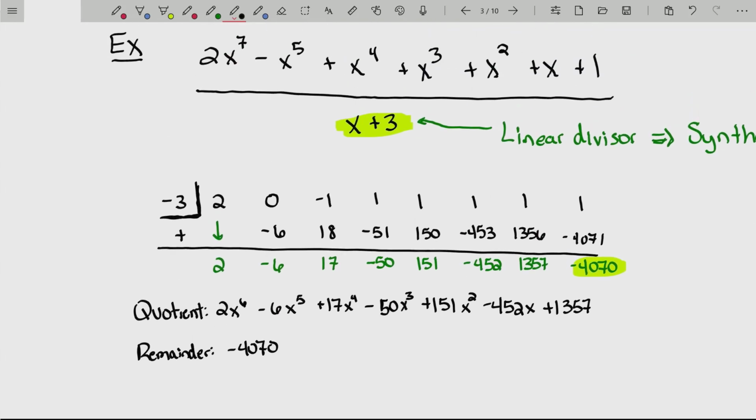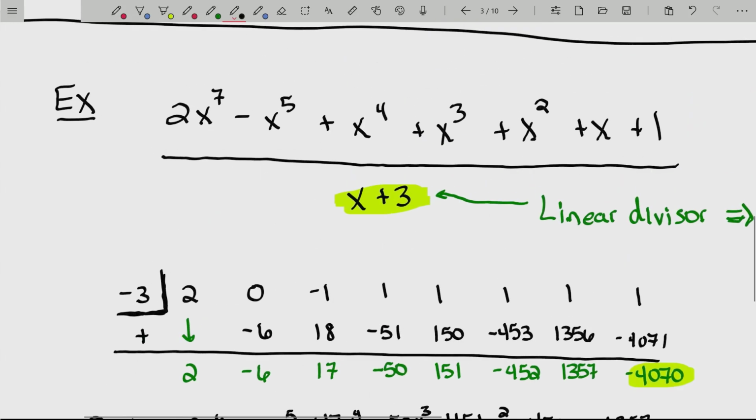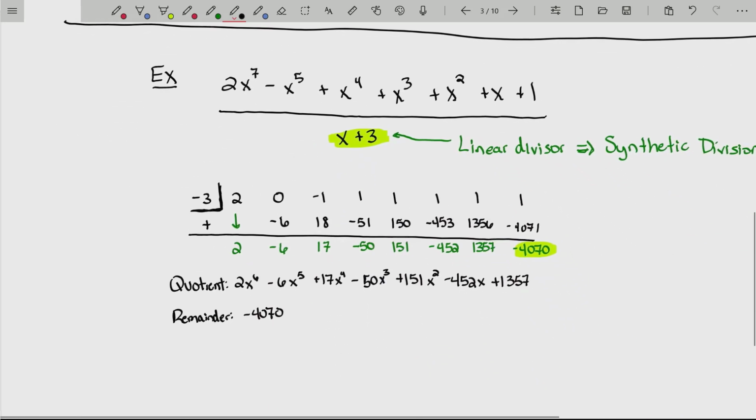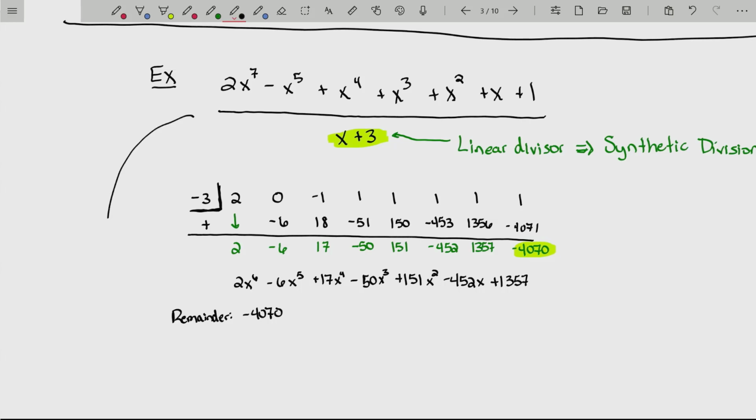Or you could have said this entire rational function, if you did that division, you would get the following. Let me erase this. And I'll say this is therefore equal to that polynomial, the quotient, that is, plus the remainder over the divisor.